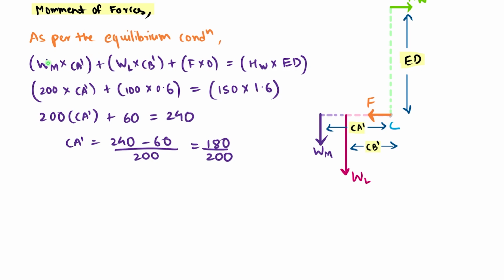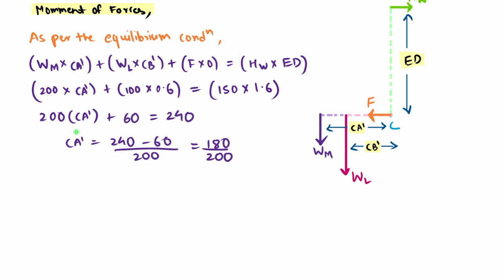So if we were to substitute the value, so हमें weight of monkey पता है, that is 200. हमें CA dash अब भी पता नहीं है, so we keep it unknown. हमें weight of ladder पता है, हमें distance between point C and B dash पता है, just calculate किया. Then हमें horizontal reaction का value पता है, and then हमें distance between point E and D पता है 1.6. In this case, हमारा जो frictional force लग रहा है, that is acting on the axis point. So distance between frictional force and axis point is 0. So ये term जो है पूरा 0 हो जाता है.